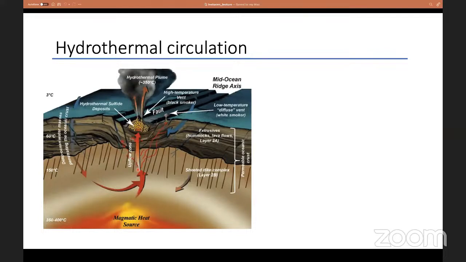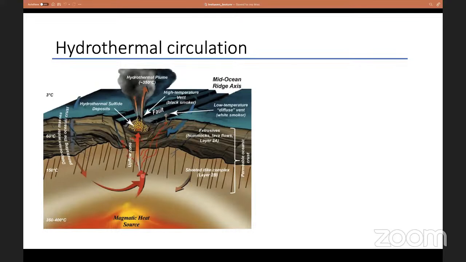And when you heat seawater, numerous interactions and chemical reactions take place. Among the numerous ones, some of the key features are the production or enrichment of these fluids in gases as well as metals.